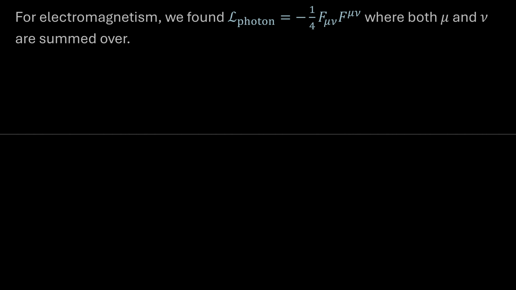All right, so for electromagnetism, we found that the photon part of the Lagrangian is -1/4 F_μν F^μν. Now that's in natural units. In Gaussian units, you have a -1/16π. And that's just a different normalization convention depending on the units that we're using. The main thing is that it's F_μν F^μν.